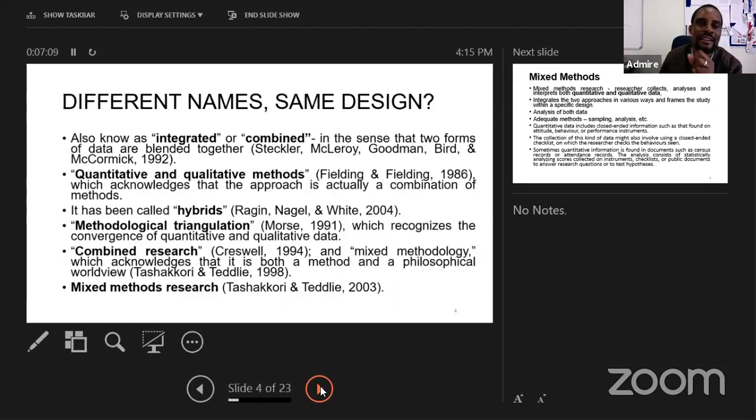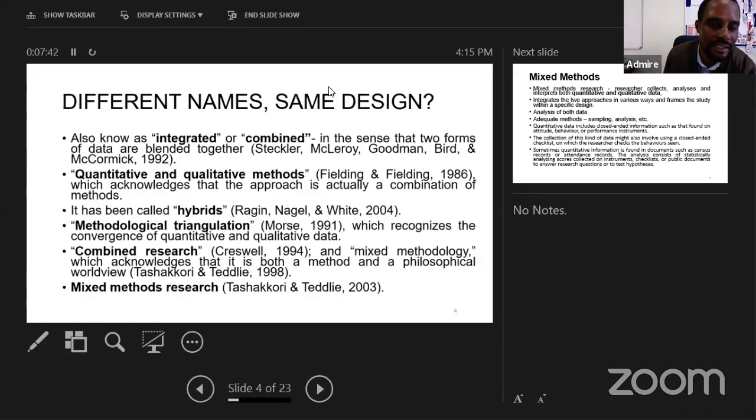So as I was saying, there are so many names that you're going to see as you read around this particular subject of the mixed methods approach. Some would call it the integrated or the combined approach. Some would say that when you are using these methods, you are using quantitative and qualitative research methods. Others will call it a hybrid, a hybrid approach to research. Some would call it a blended approach to research.